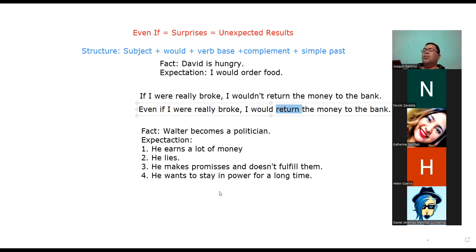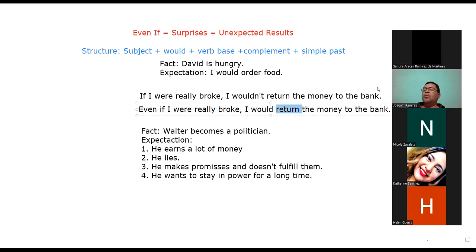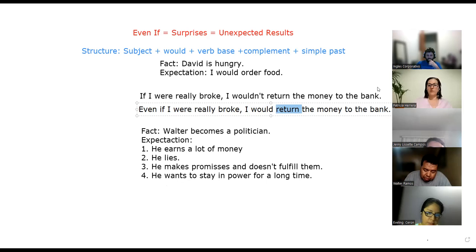Another one is, even if Walter became a politician, he wouldn't lie to his followers. Good job, perfect. Number three. Well, even if Walter became a politician, he would fulfill his promises. Good job, very good. And okay, number four. Even if Walter became a politician, he wouldn't stay in power for a long time. Very good job. Hey, teacher, another. Perfect. Tell me. Even if Walter became a politician, he wouldn't pay any taxes for every income that he earned.